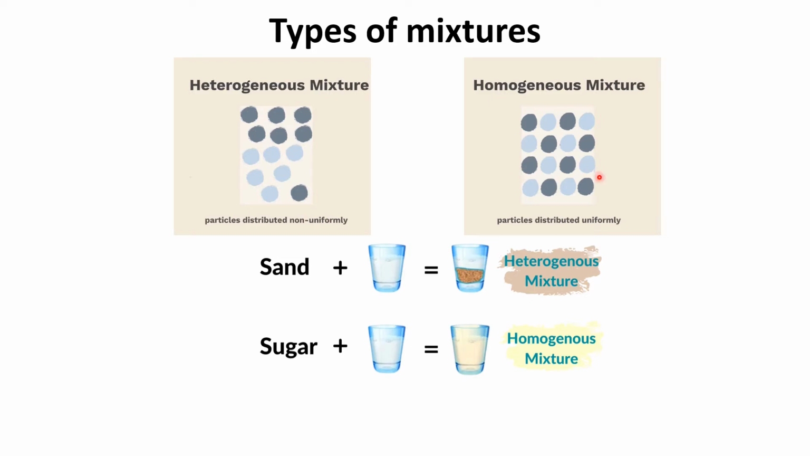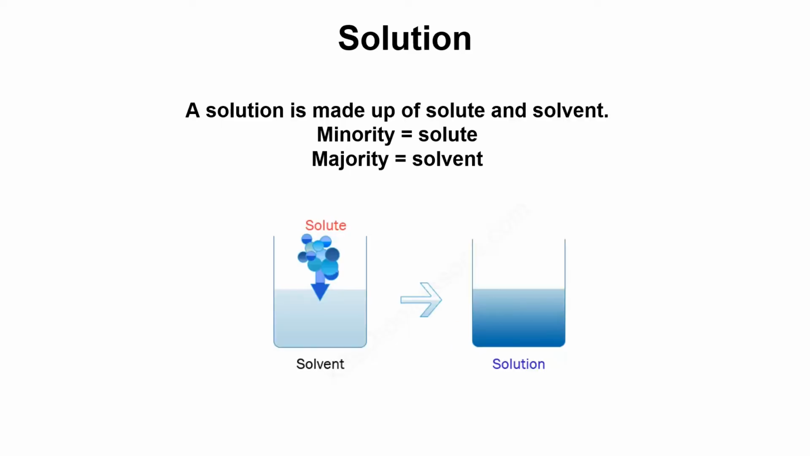The homogeneous mixture is a mixture in which the particles are distributed uniformly, like you can see here. For example, if we take a solution of sugar and water, the sugar will be completely dissolved in water, and if we take 2 spoons out of this mixture, you can see that the composition in one spoon is the same as the composition in the second spoon, and there is only one phase in this homogeneous mixture. Another name of homogeneous mixture is solution.